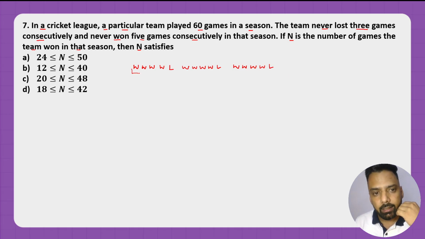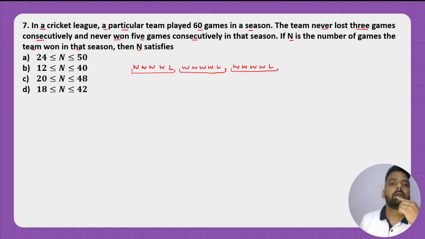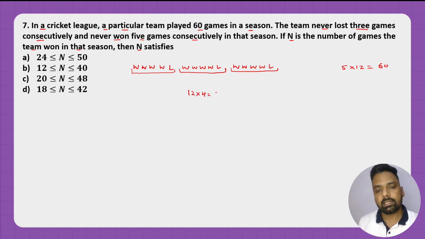अब आप देखो I have created slots. ठीक है, 5 games के I have created slots and total 60 games हैं. 60 games हैं तो how many slots will be created? 5 into 12, यानी 12 slots are created. Now in every slot there are 4 wins. So in 12 slots there are 48 wins. 12 into 4 is equal to 48. Right? So maximum जो win हो सकती है they can be 48.